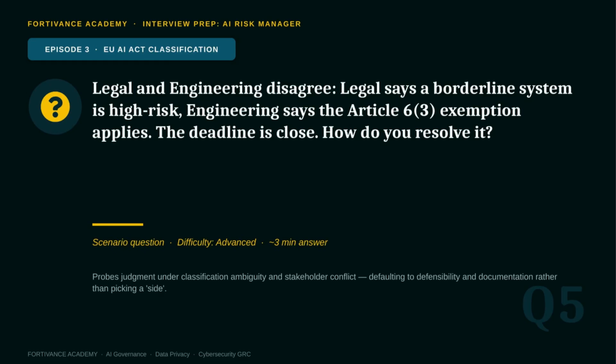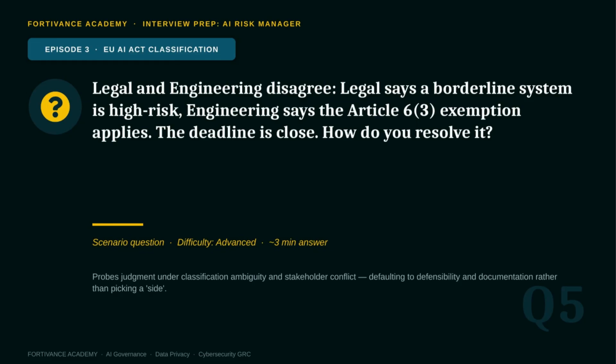What's tested? Do you resolve it on the merits and on defensibility rather than on who shouts loudest or what's most convenient? The strong move is to make the classification decision a documented, evidence-based one, walk the Article 6(3) test together, ask the decisive question of whether the system materially influences the outcome, and where it's genuinely ambiguous, lean conservative, because the cost of underclassifying a high-risk system dwarfs the cost of over-complying.